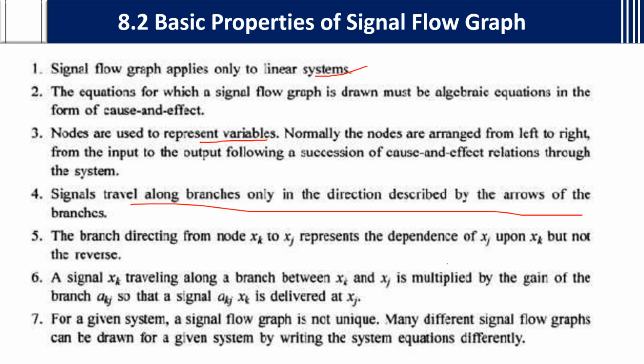For a given system, a signal flow graph is not unique. Signal flow graph will not be unique for any given system. Many different signal flow graphs can be drawn for a given system by writing the system equations differently. It can be any type of signal flow graph. Why? If the equations change, the signal flow graph changes.